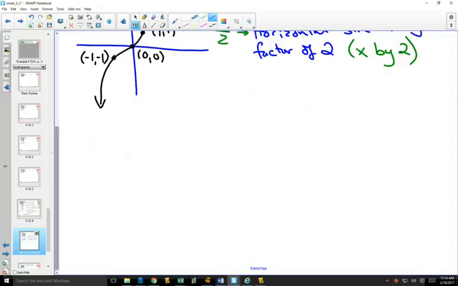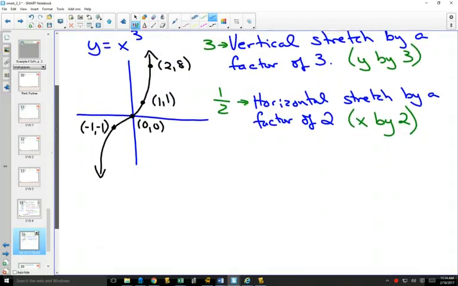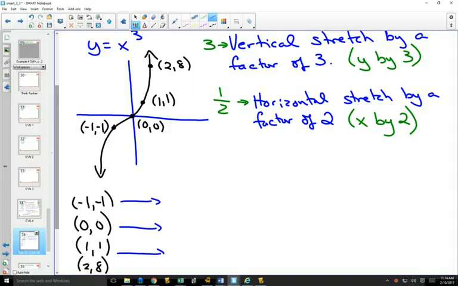So as far as showing our work, we can take the points that we had on our original graph. We've got -1, -1, 0, 0, 1, 1, and 2, 8. And we can say above these arrows what we have in the green there. We need to multiply our y values by 3 and our x values by 2. What's going to happen to those points?